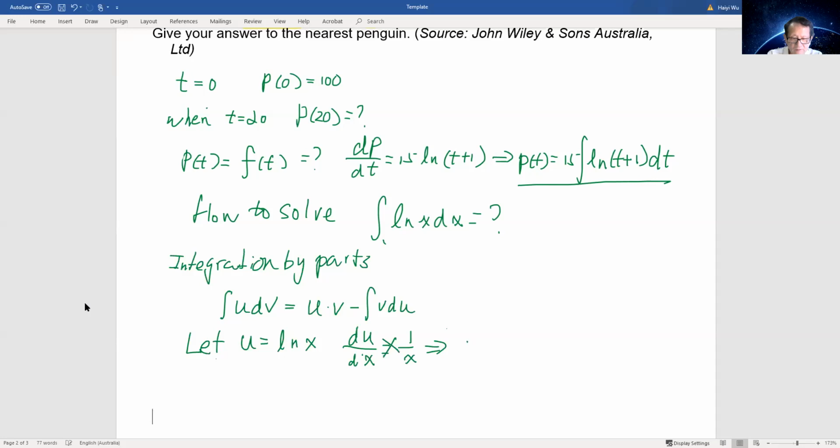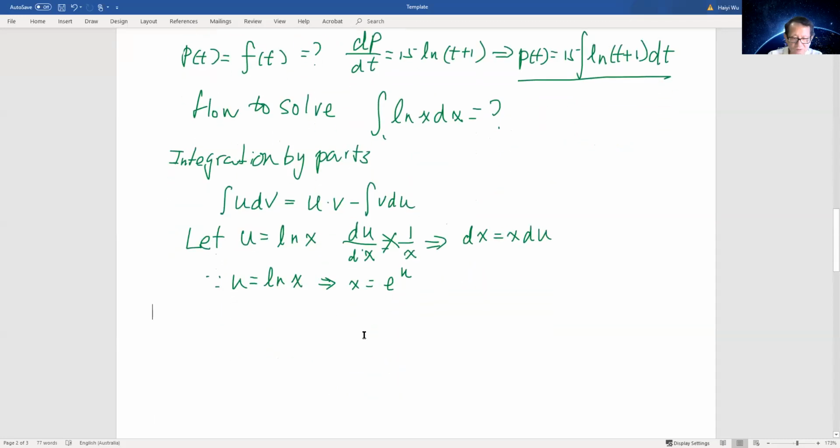If I cross multiply, the reason I want to change dx is that we want to get rid of dx. So dx is x times du. Now we still have one x to get rid of. Because u is log x, x must be e to the power of u. Now we have removed the variable x. So e to the power u becomes our v in this formula. Going back to the integral of log x with respect to x, log x becomes u, and dx we change to e to the power of u times du.